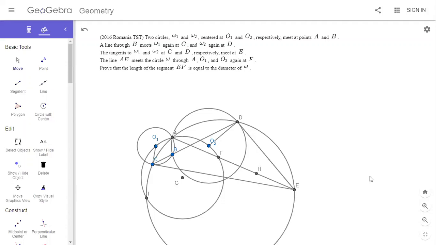Is it obvious that F, G, and I are collinear? And if that is true, does that solve the problem? I'm just thinking it through.